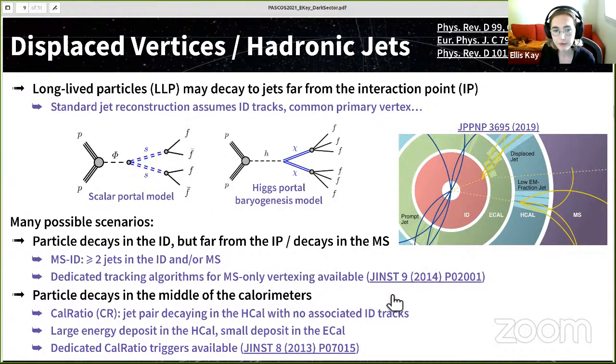Another case, we could have particles that decay in the middle of the calorimeters or even on the edge between them. And in this case, we could have larger deposits in the hadronic calorimeter than in the electromagnetic. These are often called cal ratio or CR searches, and they have dedicated triggers available to look for this ratio.